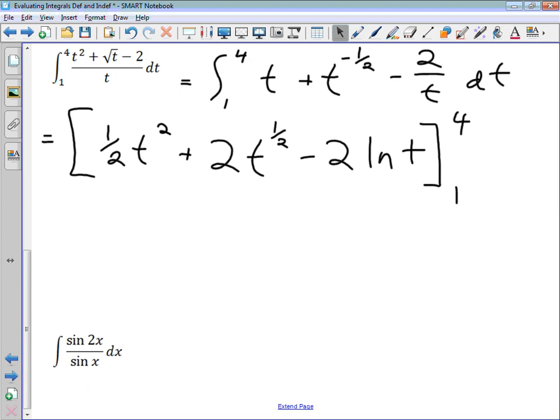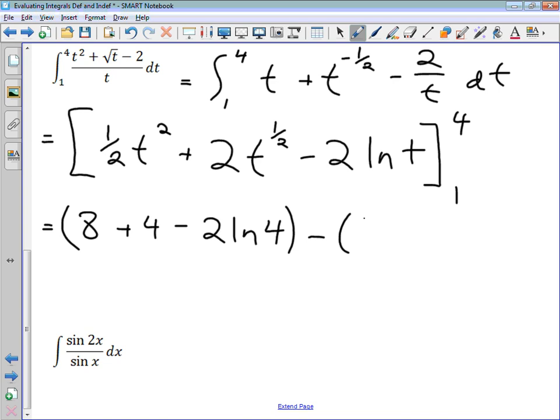All right. So evaluating this, let's evaluate this whole thing first at 4. 4 squared is going to be 16, divided by 2 is going to be 8. 4 to the 1/2 is going to be 2, times 2 is going to give me 4. And then negative 2 ln t is going to give me negative 2 ln 4. And then I'm going to subtract from that this whole thing evaluated at 1.